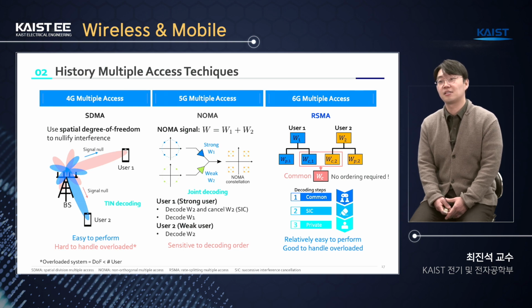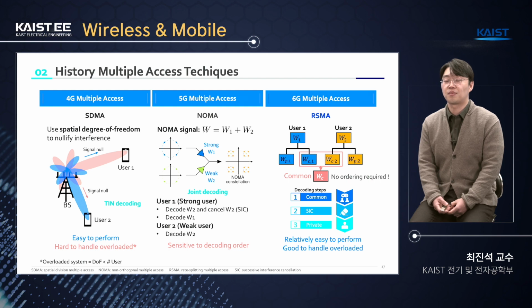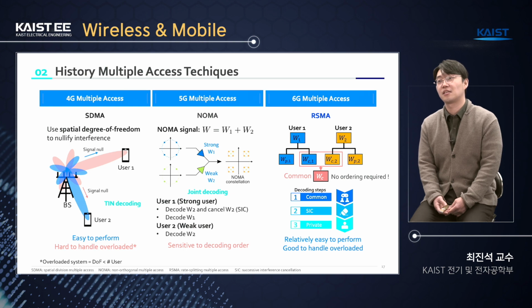For some simple cases, when there is one antenna and two users, it's very easy to compute the channel gain, and the ordering is very straightforward. However, if we have more antennas and many users, this problem is very, very hard to solve. So this is not really practical for complicated scenarios. For 6G, new types of multiple access have been introduced, and this is one example.